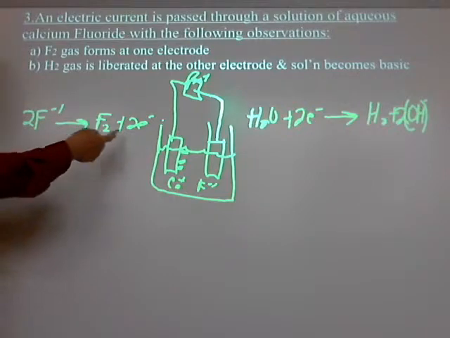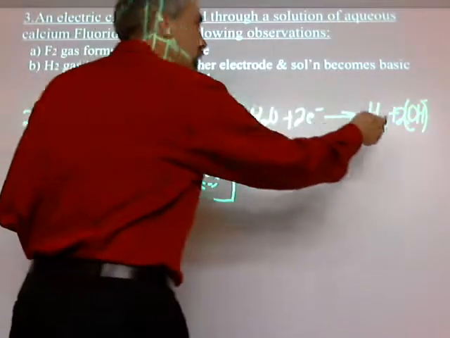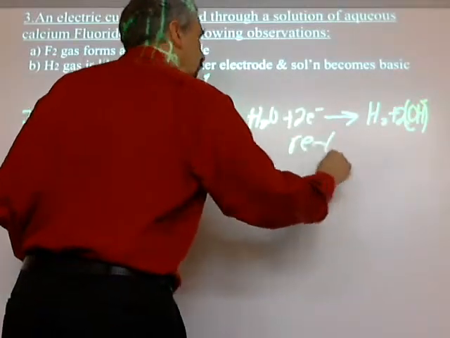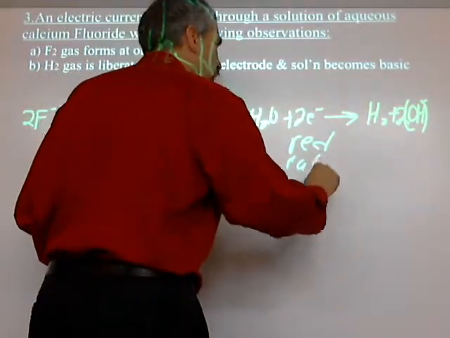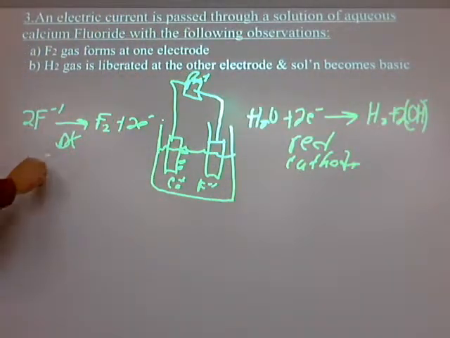We know what this is. What's that? Oxidation, because he's giving off electrons. We know what this is. What's that? Reduction. Red cat. Anywhere you do it, the cathode is where reduction is occurring. The anode is where oxidation is occurring. No one's going to get that wrong.